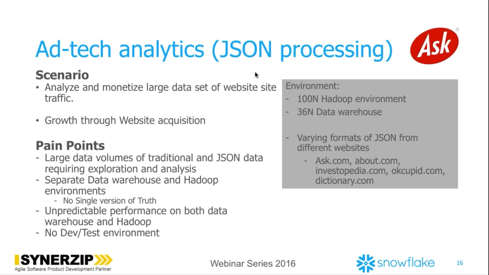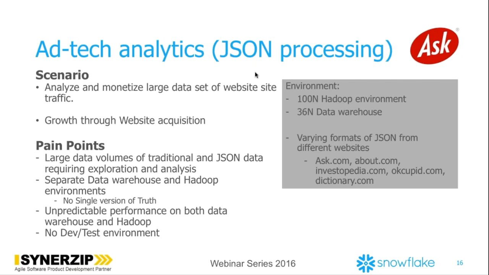So Ask.com is an interesting example because basically they've grown through acquisitions. They've bought companies like Investopedia, OkCupid, Dictionary.com, and they keep on buying companies because frankly, they're competing in a space where they have behemoths like Microsoft, Bing, or Google, right? They cannot directly compete with those guys, so they tend to buy smaller companies and compete in that perspective. And it's a very interesting model. What they want to do is analyze and monetize large sets of data across different websites, like Us.com or About.com or Investopedia.